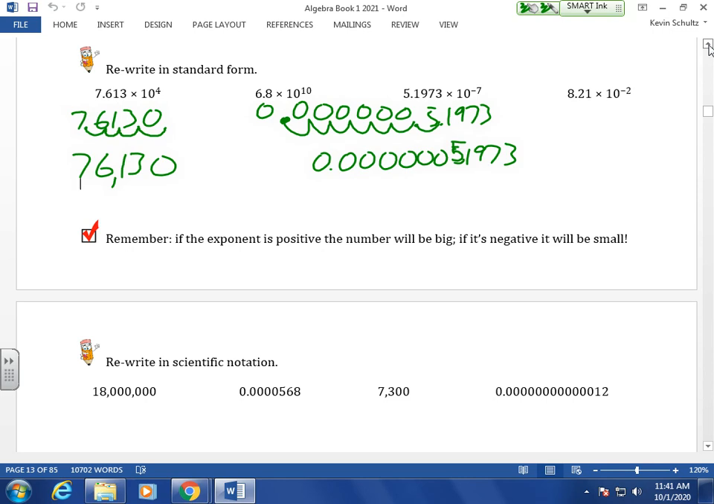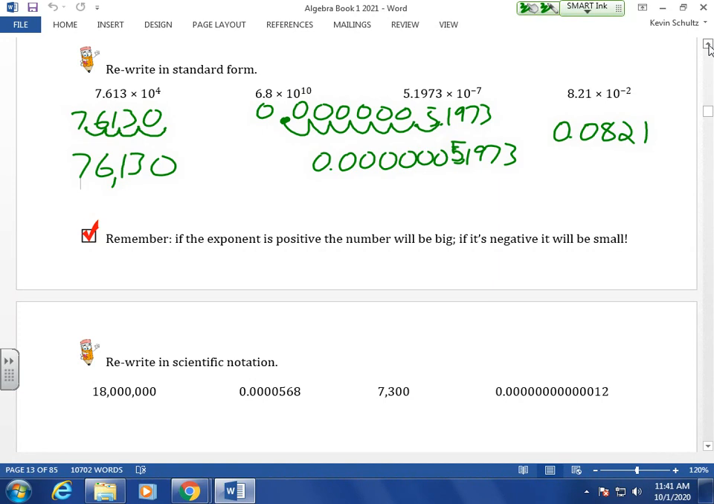And the last one, power of negative 2, 2 hops to the left, 0.0821. Questions on any of that? Pay attention to the sign of that power, right? Positive to the right, negative to the left.